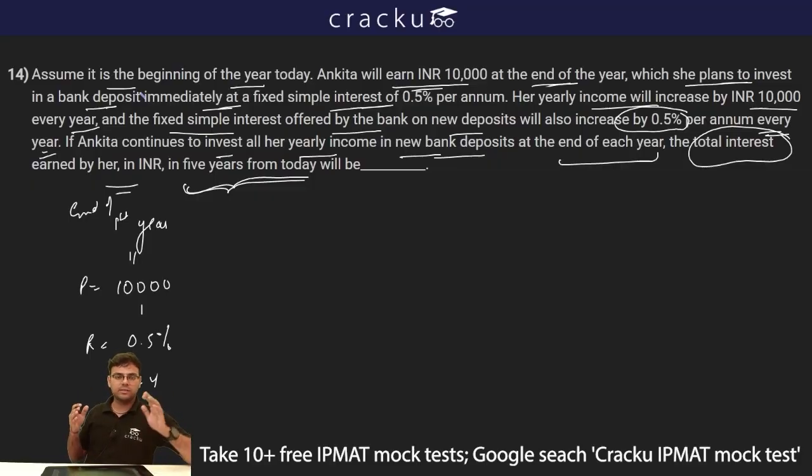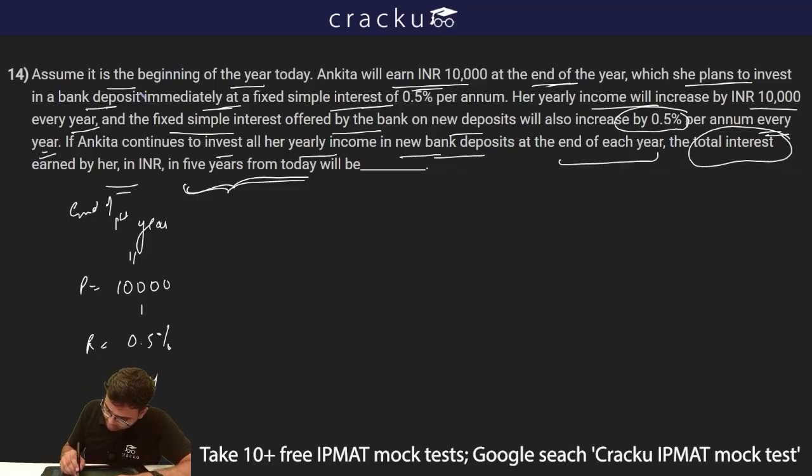So the time period, since it is from the end of the first year till the end of the 5th year, it will be the second year, third year, fourth year and 5th year. The first year we don't have to count because it is being invested at the end of the first year. So you can consider it as if it is invested at the start of the second year. The second year, third year, fourth year and 5th year. These are the 4 years for which it is invested.